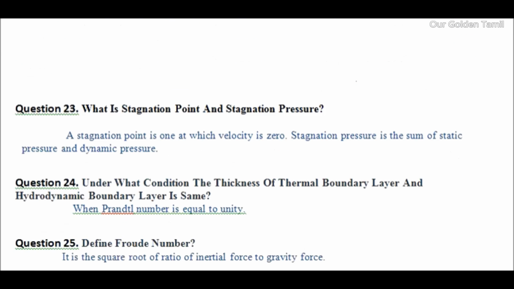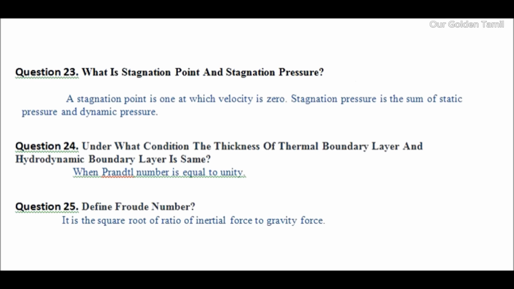Question 23. What is stagnation point and stagnation pressure? A stagnation point is one at which velocity is zero. Stagnation pressure is the sum of static pressure and dynamic pressure. Question 24. Under what condition is the thickness of thermal boundary layer and hydrodynamic boundary layer the same? When Prandtl number is equal to unity. Question 25. Define Froude number. It is the square root of the ratio of inertial force to gravity force.